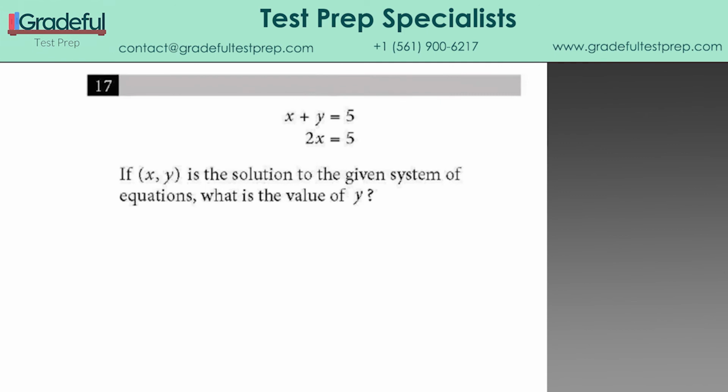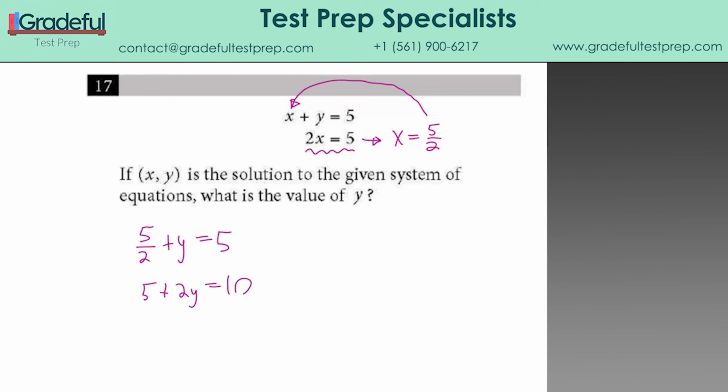It looks a little more complicated than it is, and the reason why it's easier than we think is because right here we have only one variable. If we divide both sides by 2, we have x equals 5 over 2. Now we can just take that and plug it in as x in the other equation. 5 over 2 plus y equals 5. There are a ton of ways to solve this, but let's just go ahead and multiply both sides by 2. That would give us 5 plus 2y equals 10. Take away 5 from both sides, 2y equals 5. And y, coincidentally, is 5 over 2, just like x.